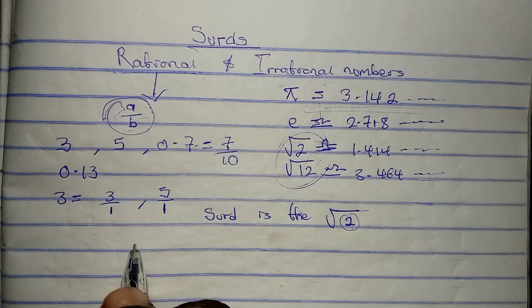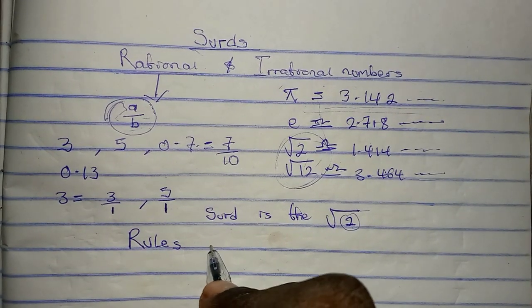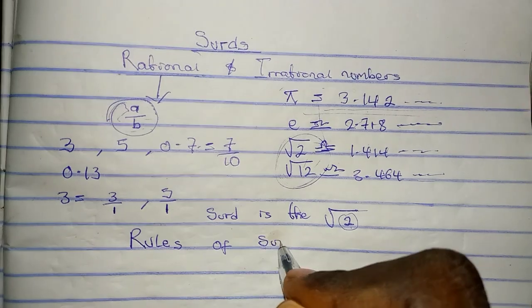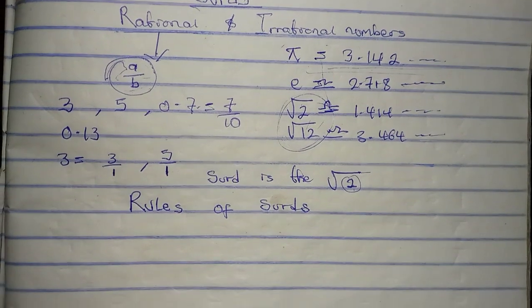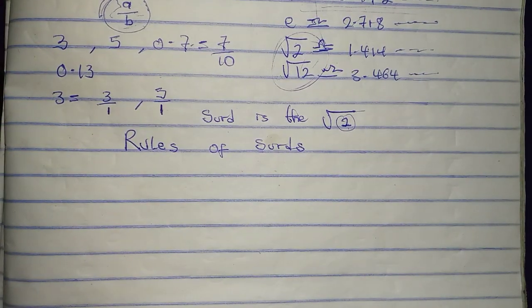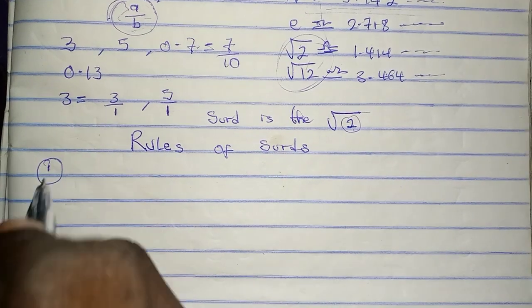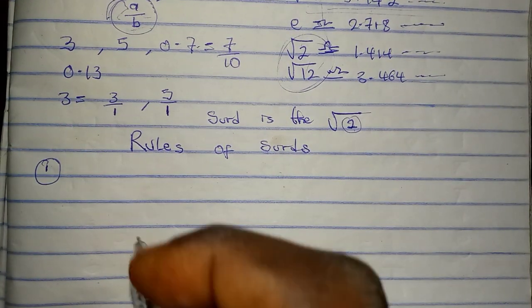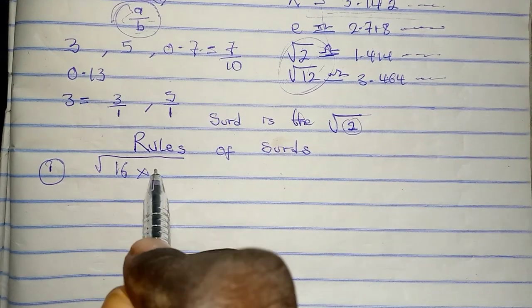Now we move to the rules of SURD. Firstly, we are going to solve a question and explain why the rules are like that. We are going to form the rules out of this. You have a question like this: root of 16 times 25.